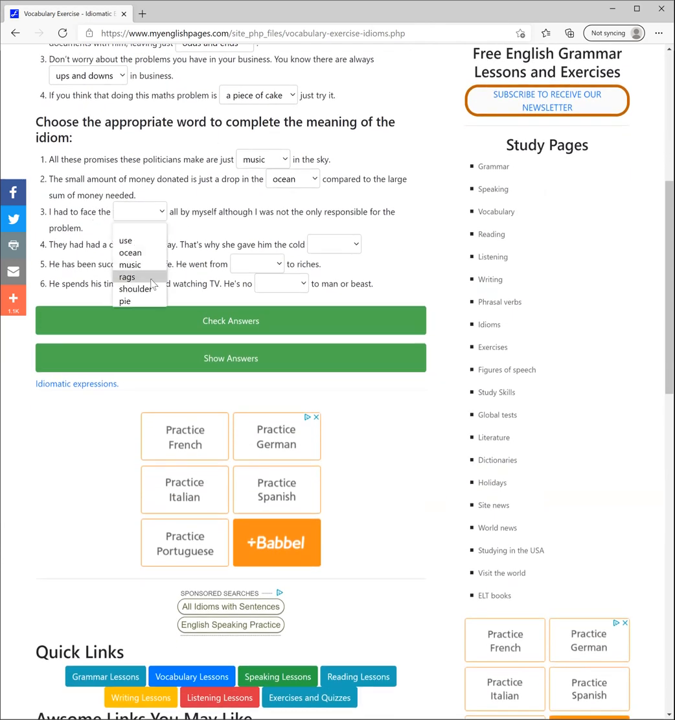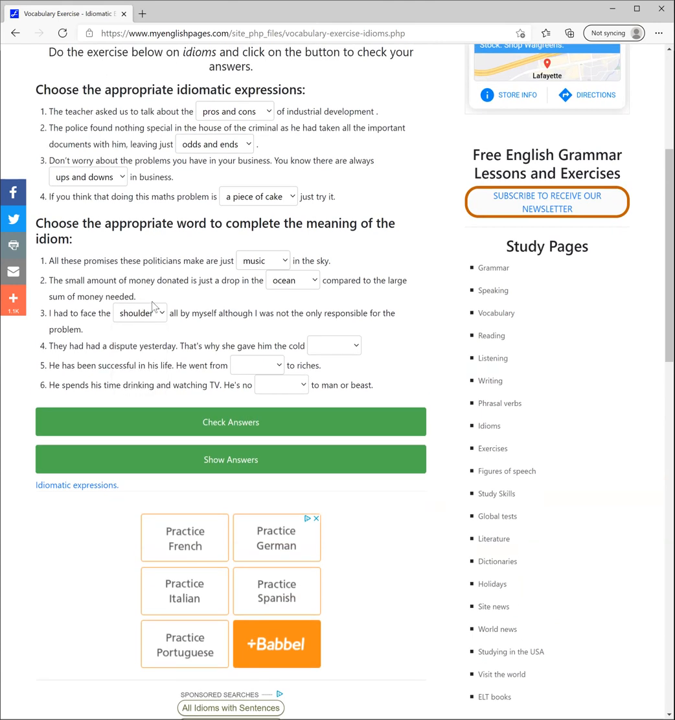I had to face the, I have to face the shoulder, I think. I think that just means like taking all the blame. They had a dispute yesterday. That's why she gave him the. Oh wait, that's the cold shoulder. Hold on. So cold shoulder just basically means like she's not talking to him.